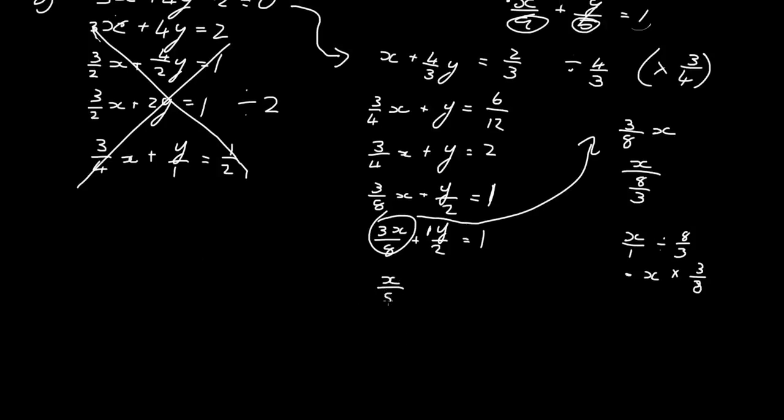x over 8 over 3 plus y over 2 equals 1. And we've converted to the gradient form, because now we know what our a value is, we know what our b value is, and we've got a 1 here. So we're sorted. That's gradient form.